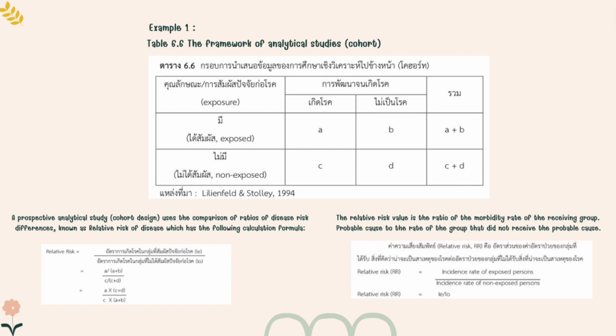Relative risk is the occurrence of the disease in the group exposed to the disease factor, or IE, divided by the rate of disease in the group not exposed to the disease factor, or IO. The formula for relative risk is a ratio of the group that is thought to have the cause of the disease per the group that does not receive the thing that should be the cause of the disease.